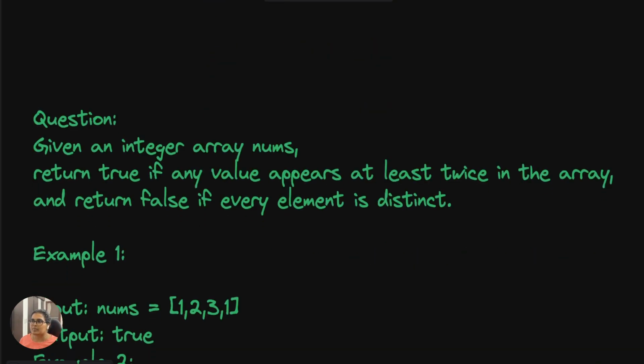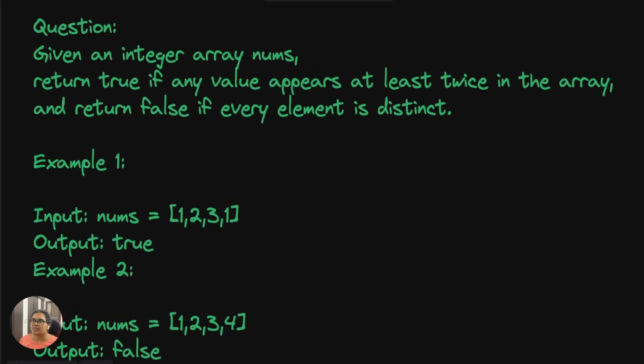The problem statement says we are given an integer array nums. We have to return true if any value appears at least twice in the array and return false if every element is distinct. Which means that if there is any duplicate in the array, we have to return true. If there are no duplicates, which means all the elements in the array are unique or distinct, we have to return false. The problem is pretty simple.